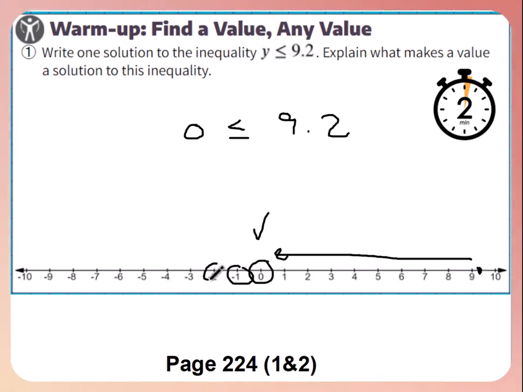-1, -2, -3.5, -10. You could choose 8, 7. You could even choose 9.4, 3, 2. Any of those numbers makes a solution to that inequality.